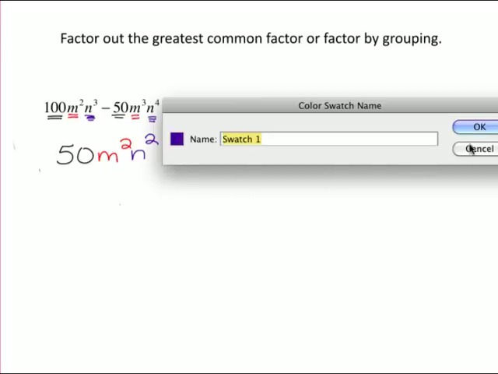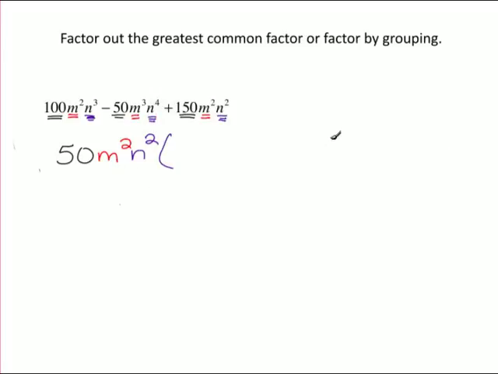Okay, from here then, what we need to ask ourselves is: 50 times what is going to give me this 100? So we can see that it's 2. And then we have m squared. We need m squared, so we no longer need any m squares. And then n squared times what is going to give you n cubed? So we see we need one more n. And then 50 times a -1 is going to give you the -50.